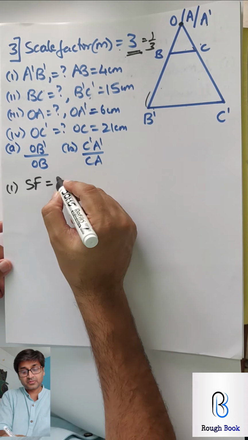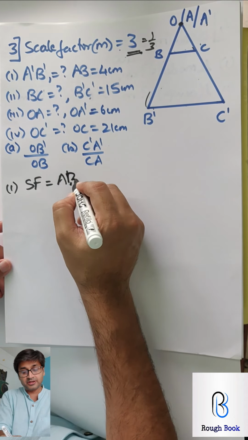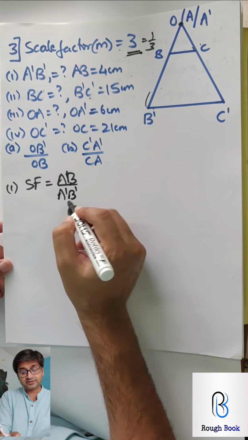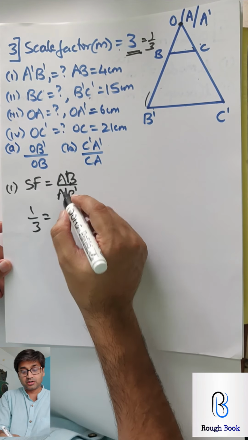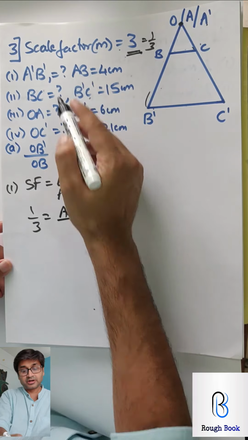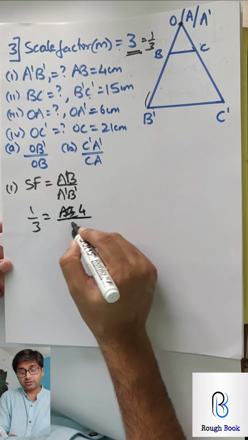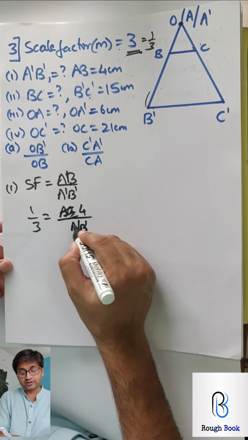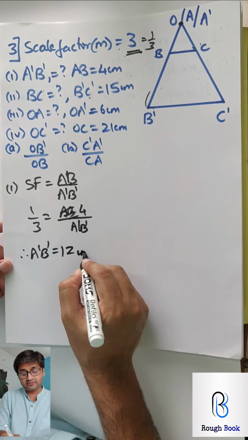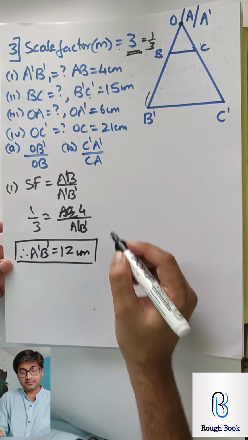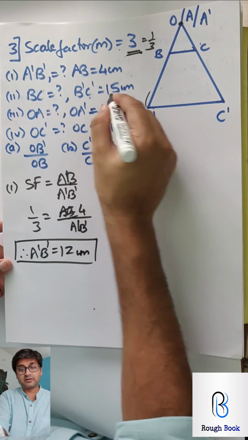Scale factor, AB upon A dash, B dash, because that is bigger. So 1 by 3, and AB is 4, A dash, B dash is unknown for us. So therefore when you cross multiply, your A dash, B dash will be 12 centimeters. Yeah. Can you apply the same logic and get me the second one?